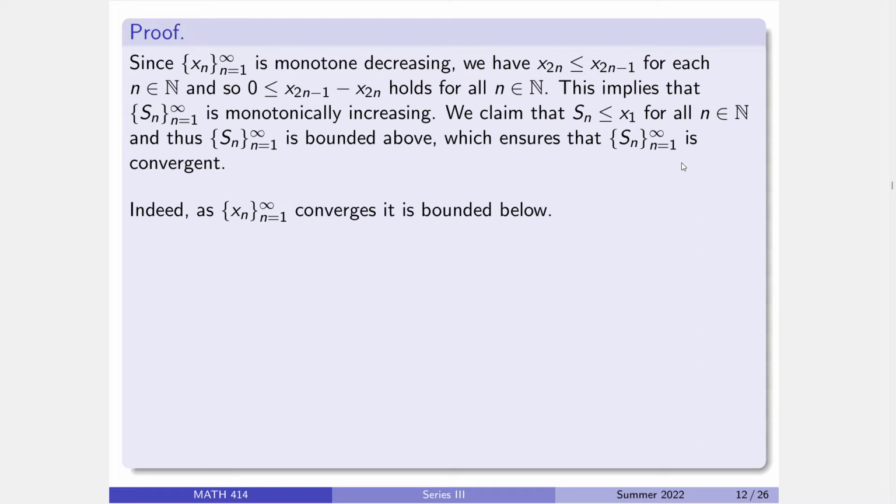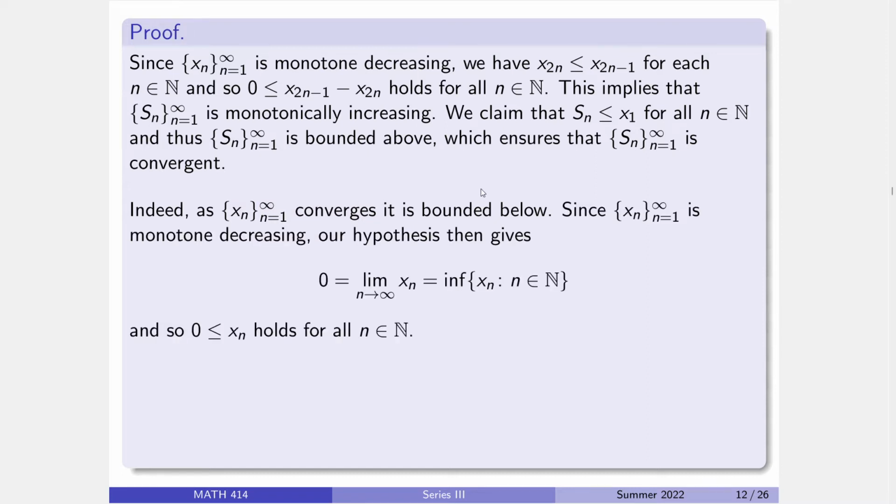All right. So the original series is assumed to converge to 0, so that means it has to be a bounded sequence, which means it's bounded below. All right. So since we are monotone decreasing, our hypothesis then tells us that its limit must be its infimum, and so this means that all of our terms are greater than 0. Beautiful.